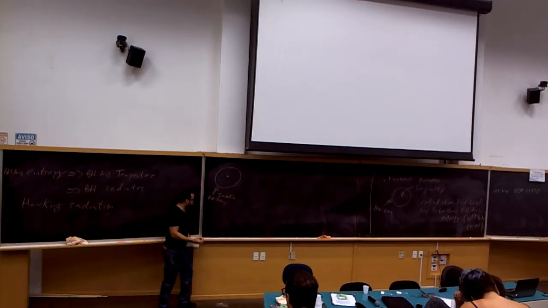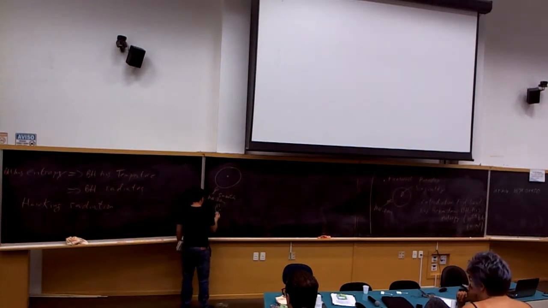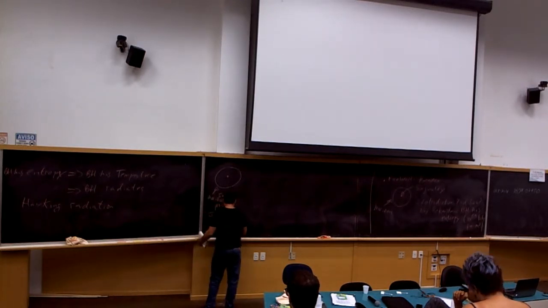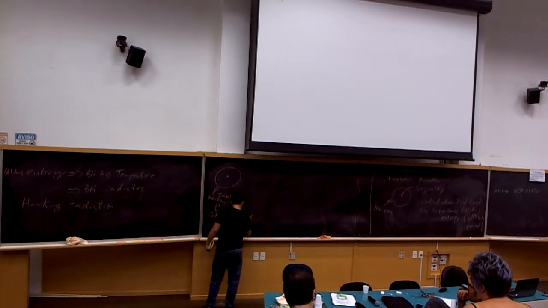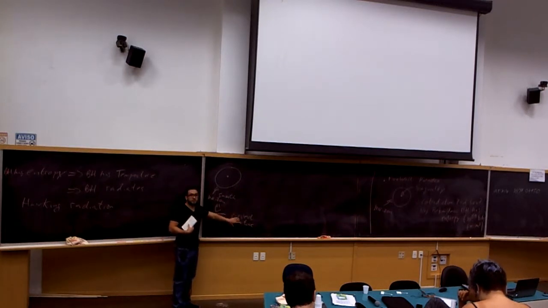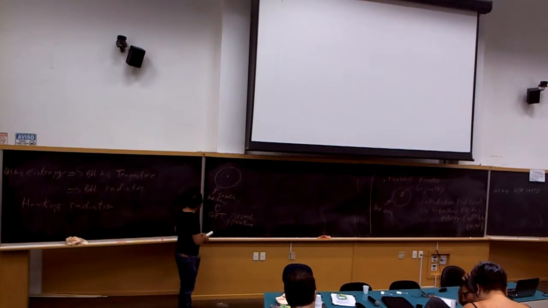And at this smooth horizon, quantum field theory is a very good description, and you just use quantum field theory in what they call curved spacetime, where we can treat the metric of spacetime as a classical variable, right? So that's the approximation that is done. And you can do this there.